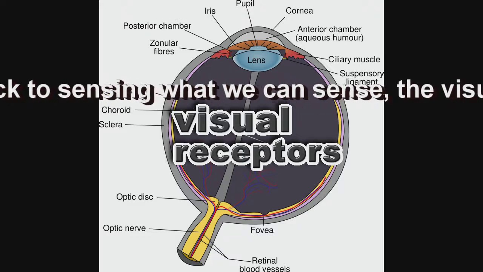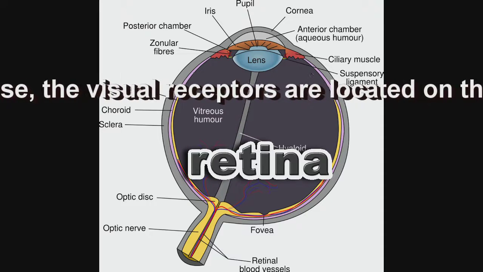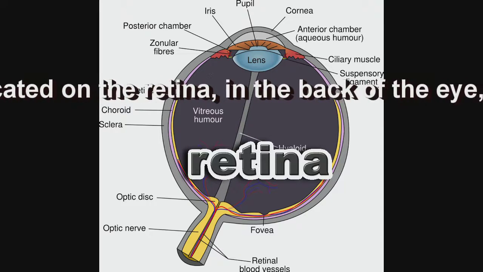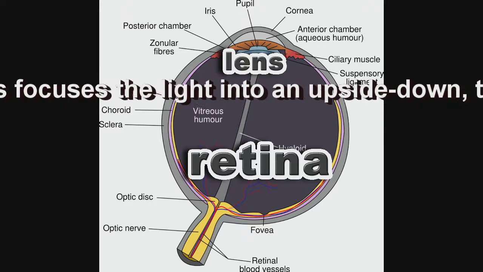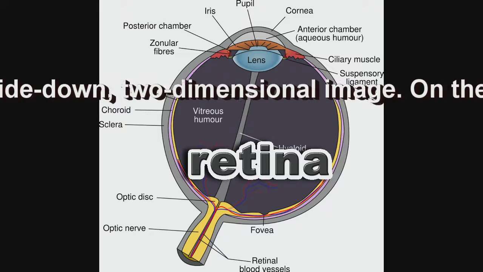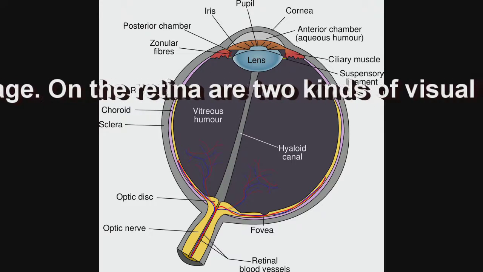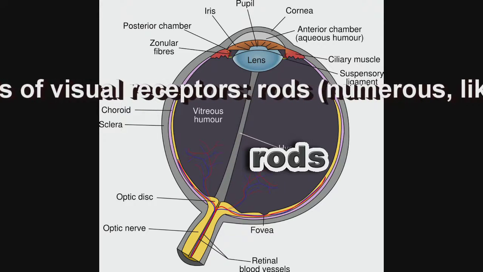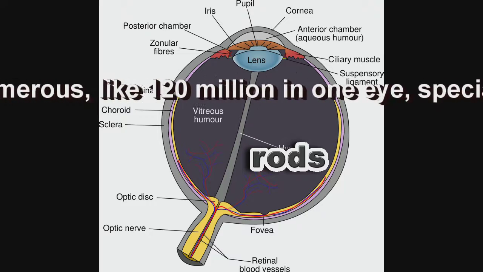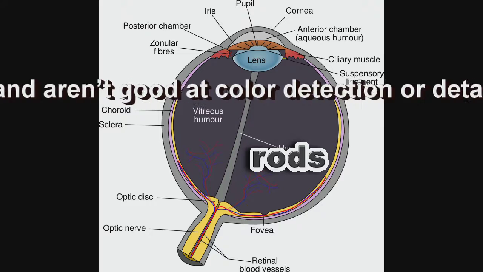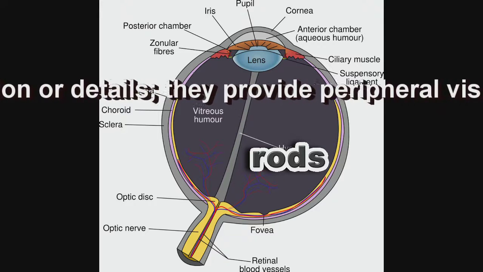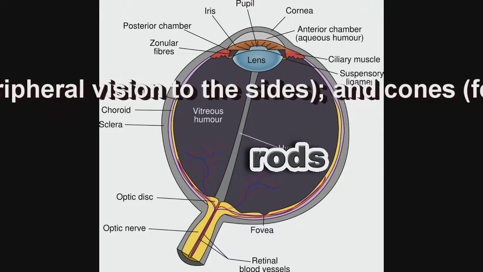The visual receptors are located on the retina, which is in the back of the eye, onto which the lens focuses the light into an upside-down, two-dimensional image. On the retina are two kinds of visual receptor cells, rods, which are numerous. There's like 120 million in one eye. They're specialized for dim light, and they are not good at color detection or detail. They provide peripheral vision very well to the sides.